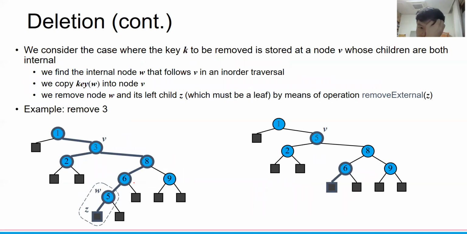Now we have another issue when we want to remove the node with key k and its children are both internal. Okay, so what does it mean? Let's say we want to remove an internal node w. If it is internal, it means, like this one, we have the other children which has a key.